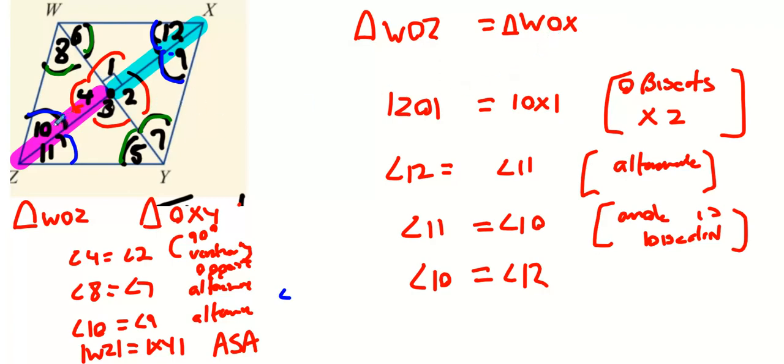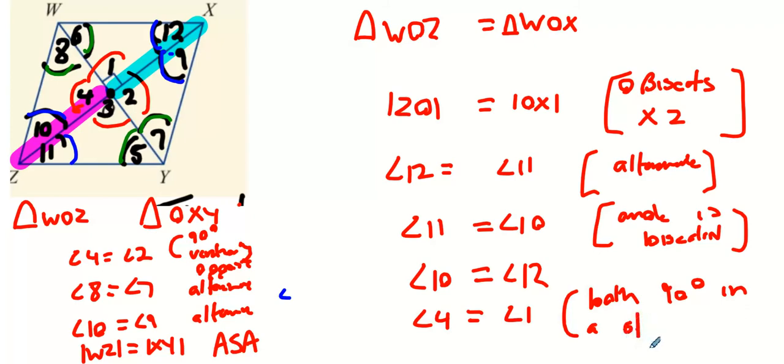All right, we're nearly there. We got the blue ones matched up. Next, I got to match up the two red ones. Can I say angle 1 equals angle 4 and why? What does angle 4 equal angle 1? About 90 in a straight angle. Okay, and what do I have now? I believe I have ASA, don't I? What does ASA mean? Triangle WOZ is congruent with WOX.